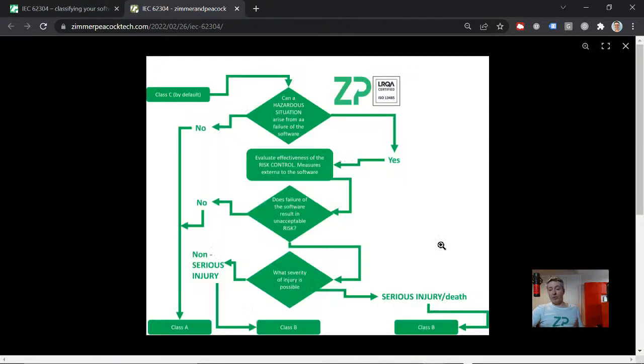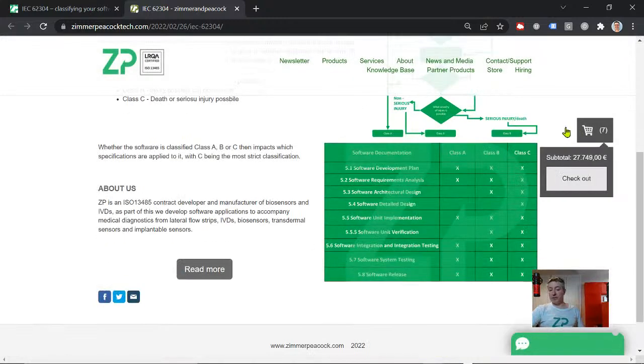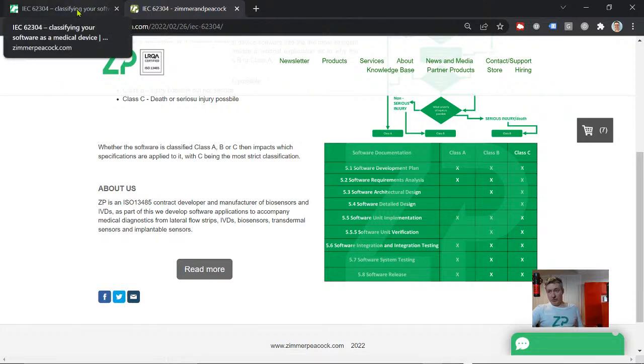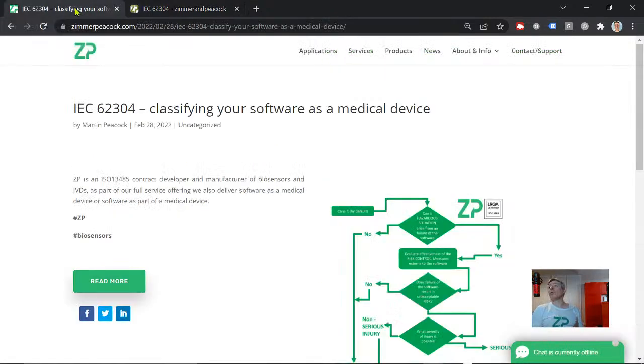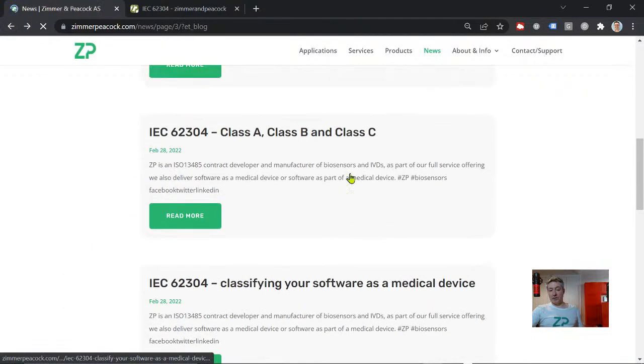diagnostic. So if you look on our website, we have a decision tree type thing that allows people to understand how to classify the software, whether it be A, B, or C. And if you end up being classified as a class A, a class B, or a class C piece of software in the medical space, then the requirements for class A are the least strict, and for class C are the most strict. So at ZP, we are, as I say, ISO 13485, and that does mean we have to treat software also as a medical product. So we discussed that a little bit on the website this week.